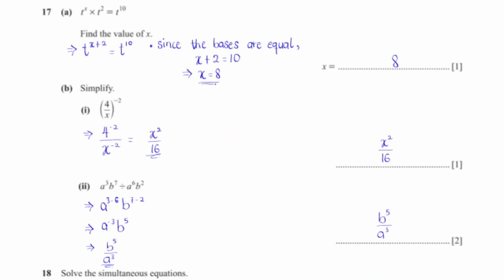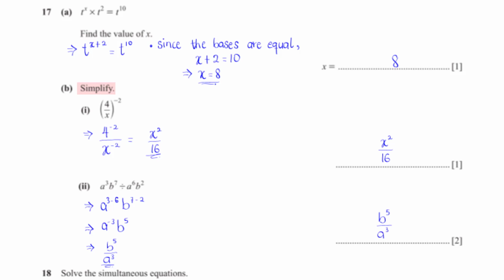t^x times t^2 is equal to t^10. Find the value of x. By the laws of indices, we have t^(x+2) is equal to t^10. Since the bases are equal, x + 2 should be equal to 10, and this gives us x is equal to 10 minus 2, which is 8.